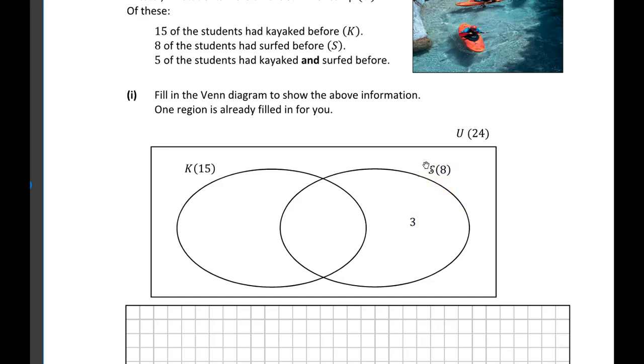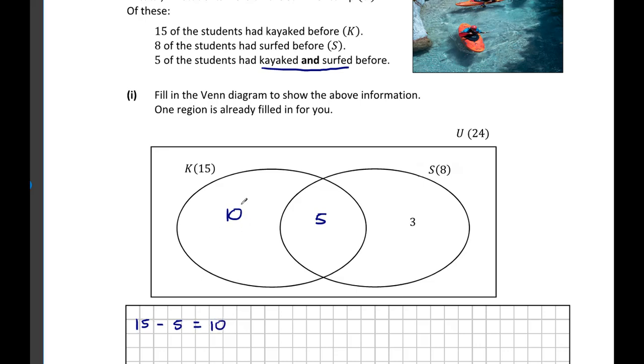Now we're told that 5 students had kayaked and surfed. It's always good to start from the middle, so they will go in here at 5. 8 students had surfed before, okay? 5 and 3 is 8, that's fine. 15 had kayaked before. 5 and what makes 15? Well, this has to be 10. Now, just to show a bit of work, just do 15 minus 5 equals 10.